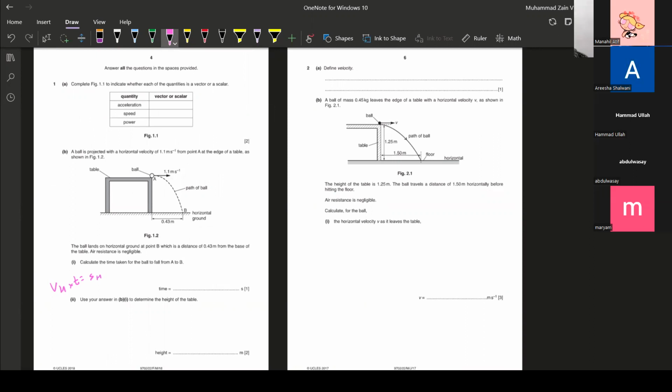Now VH, they've given us, it's equal to 1.1. So 1.1 meters per second times T equals this displacement, 0.43. So if I now use this, what do I get? 0.43 divided by 1.1. I get time equals 0.391 seconds. So, yeah, 0.39. So this is what I get for time.